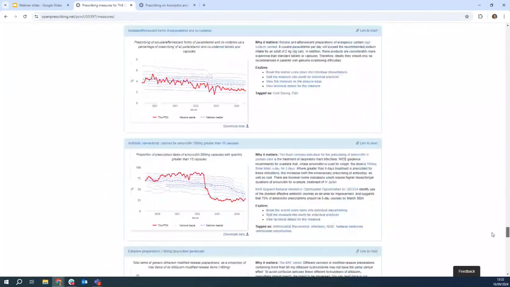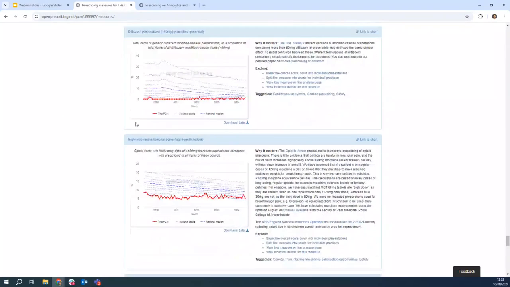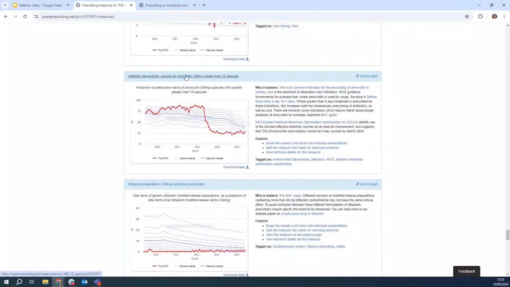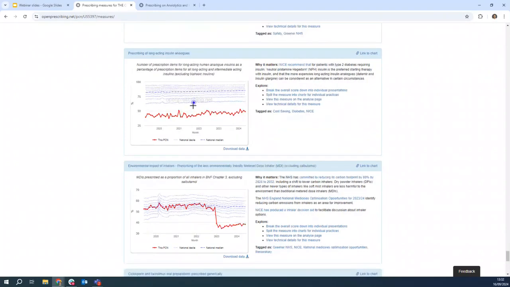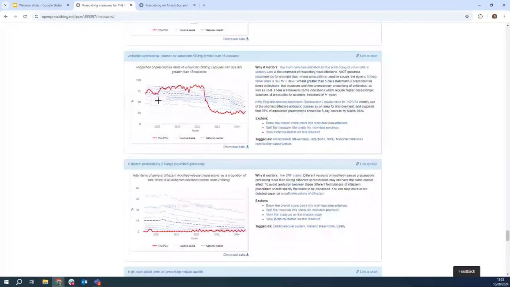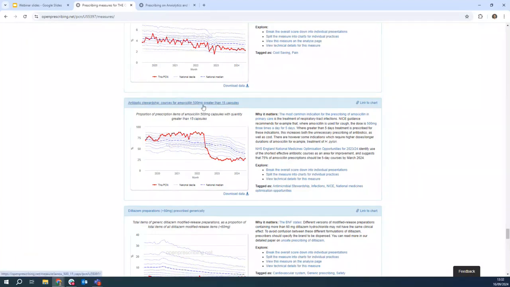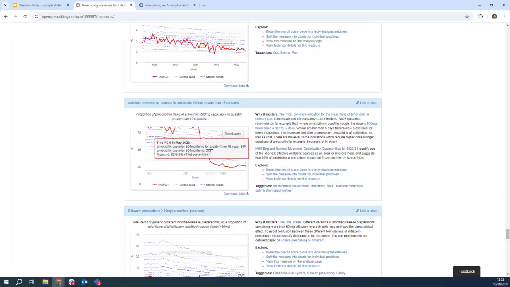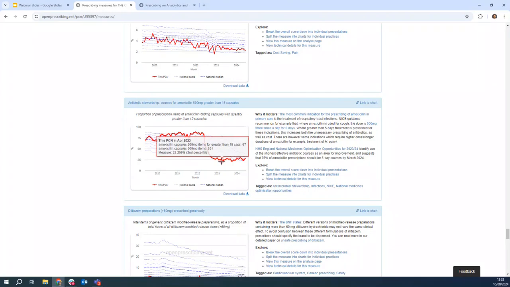Okay, then back to the measures page. Again, I mentioned you can scroll down and see the ones where things are going well. So this one here is a nice example. We can see courses of amoxicillin for greater than 15 days. They were in the 97th percentile, and then there's been a sudden change here, and they are now basically in the bottom 2 percentile. So really big, really sudden change, really good change. You can see something drastic has happened. I think that happened much earlier.